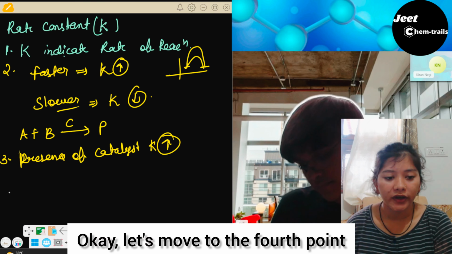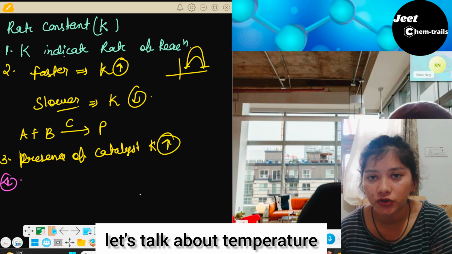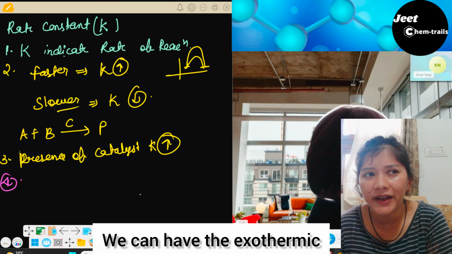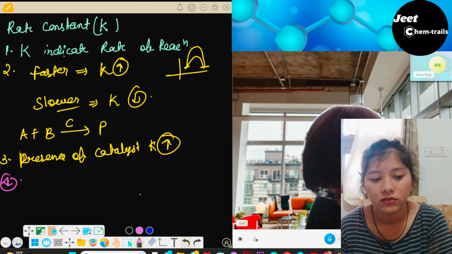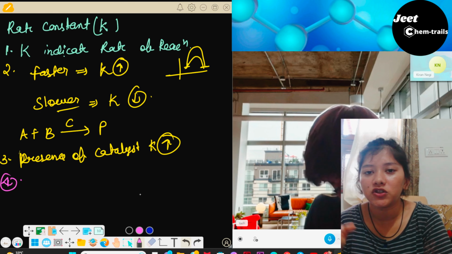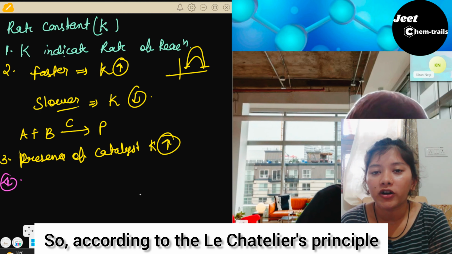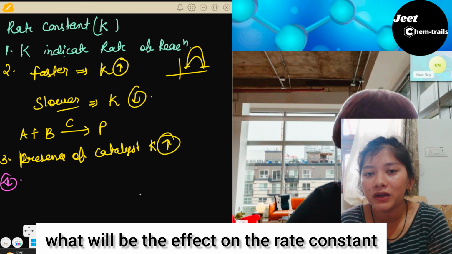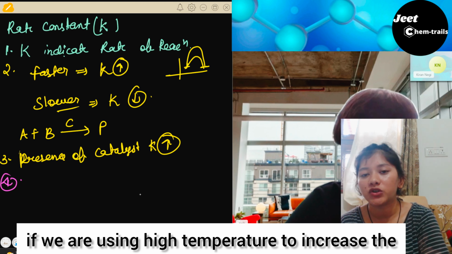Okay, let's move to the fourth point, and in the fourth point, let's talk about temperature. So we can have two kinds of reaction. We can have the exothermic or we can have the endothermic, right? So let's suppose I am using a reaction in which, if we increase the temperature, the rate will increase. According to the Le-Chatelier principle, what will be the effect on the rate constant if we use high temperature to increase the rate?